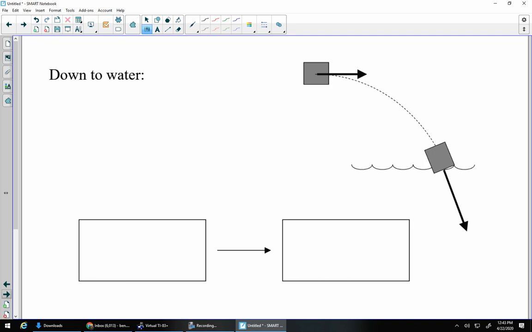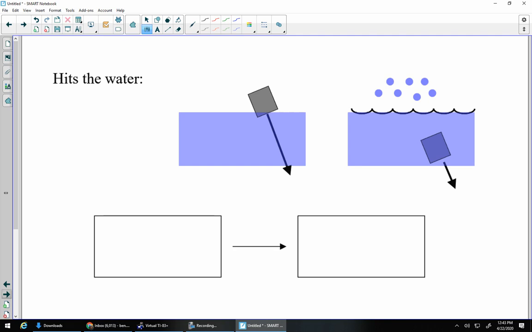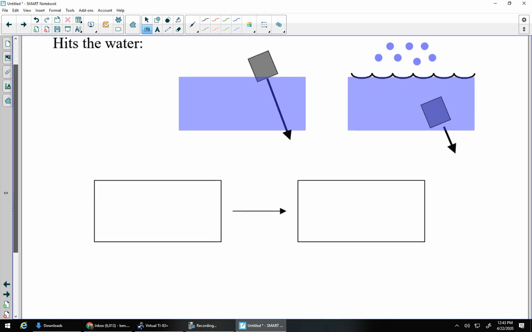Now the next piece of this, once it's at the top, it's going to start to fall downwards. As it falls downwards, we're going from the top, and at the top we've got lots and lots of gravitational potential energy, to right before it hits the water, where we're getting more and more speed. Well, that's going to turn into kinetic, so gravitational potential turning into kinetic.